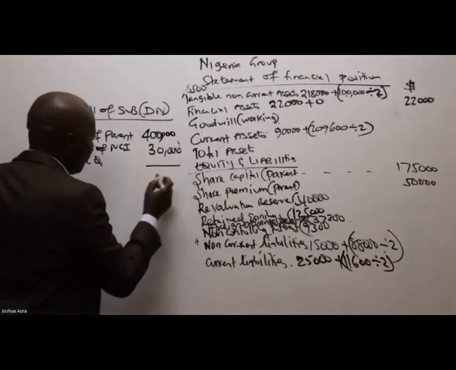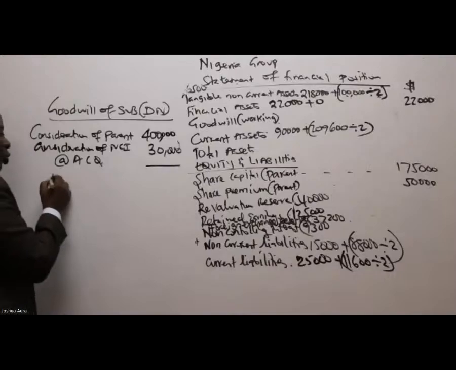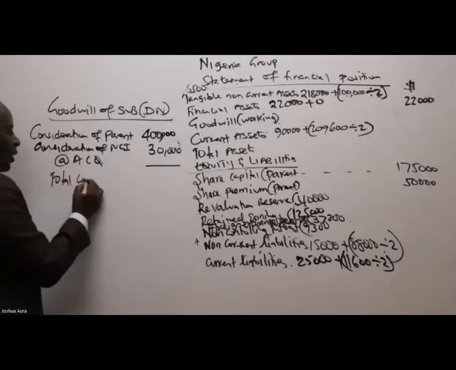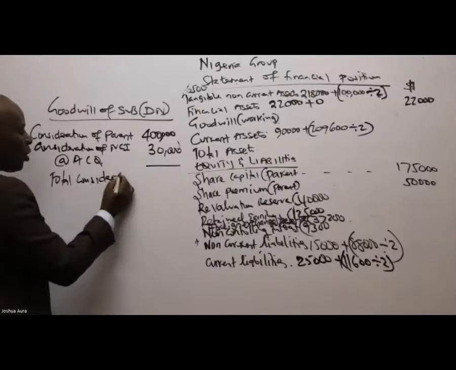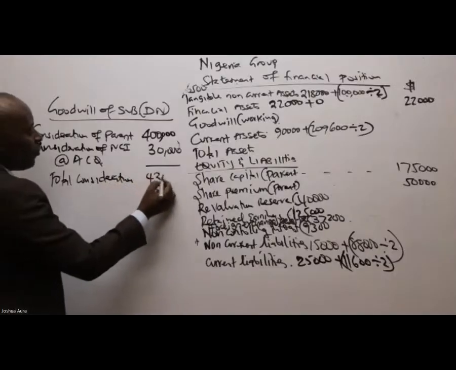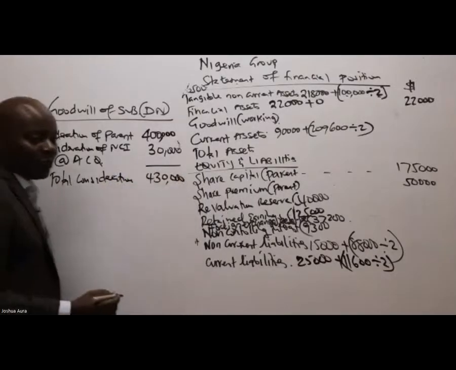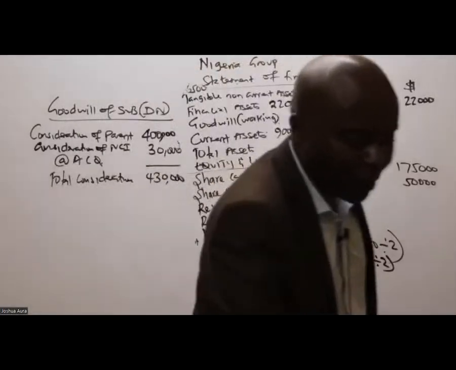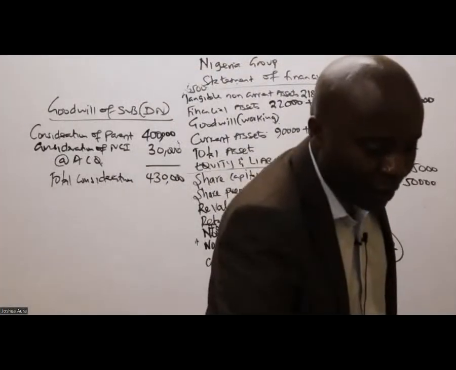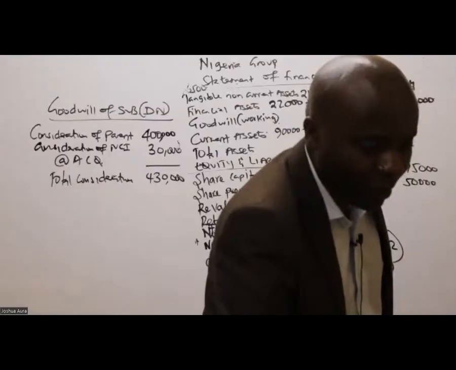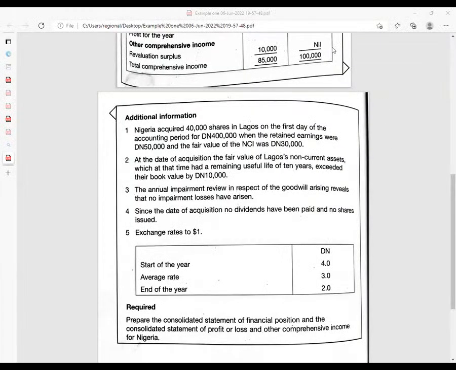So come and give us the total consideration. That will be 430,000. Was it 30 or 50? Let me check again. Yes, it's 30, thank you very much.